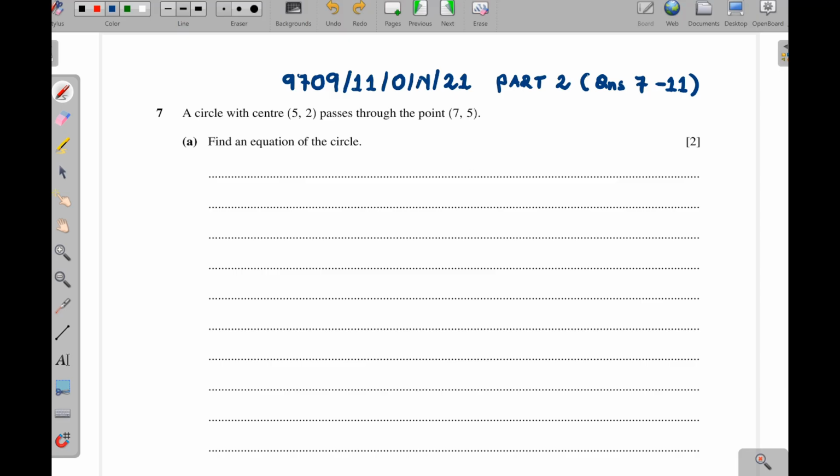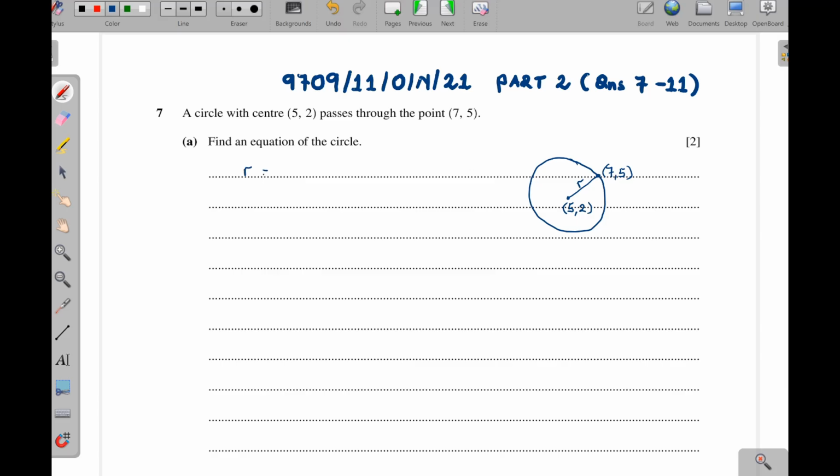Now, of course, we have our circle here. The center is (5, 2). Remember, to find the equation of the circle, you need the radius and then the center. Then this point is (7, 5), so 7 is to the right of the 5, and then 5 is above 2, so maybe it's around here. That's another point, (7, 5). So I need to find the radius here.